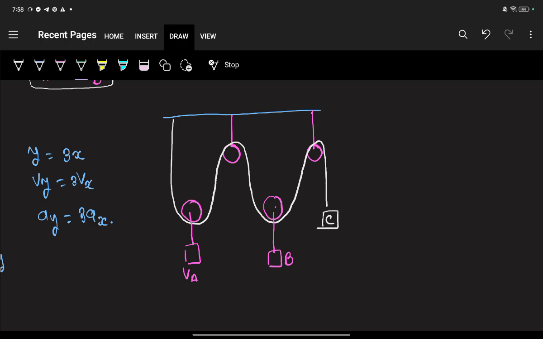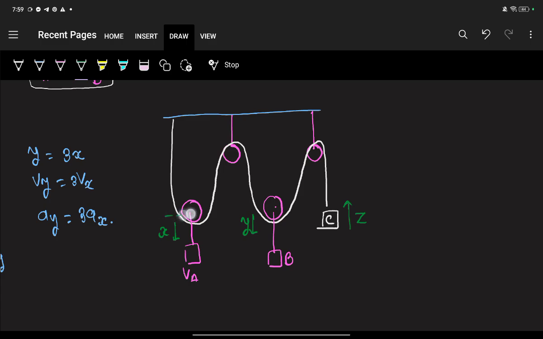So I'm assuming that block C goes upwards. Let's say it goes upward by an amount Z. Would B be 3Z going distance? Let me do it. Let's say this displaces by an amount X. This displaces by an amount Y.